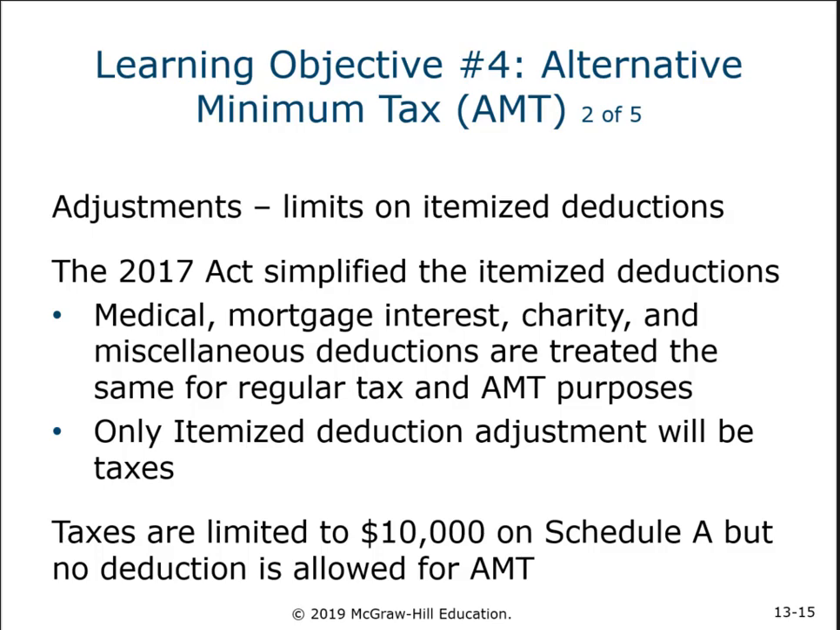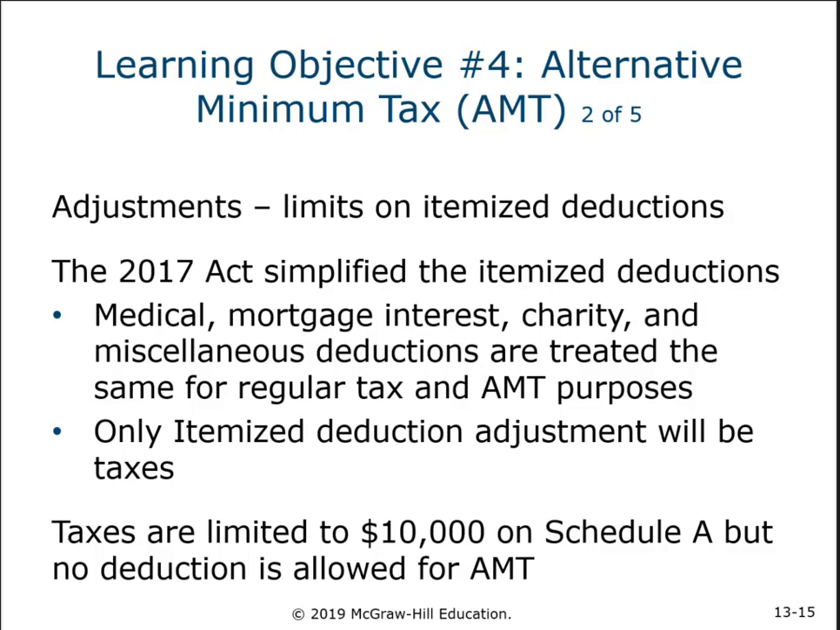It used to be that there were other itemized deductions that were not allowed, but now all of those are allowed the same way or not allowed the same way. So they've taken away miscellaneous deductions from regular tax, and they were already disallowed for AMT. The same rules that used to apply just to AMT for mortgage interest are now applied to all taxpayers. So the only adjustment for itemized deductions is the $10,000 that we paid for state and local income taxes and property taxes, state and local taxes.